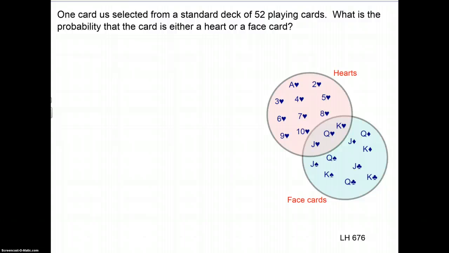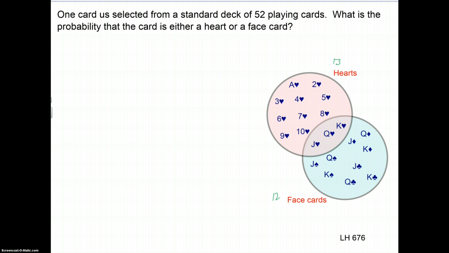If we look at the number of hearts, we've got ace through 10, and then jack, queen, and king. So we've got 13 out of the 52 cards are hearts. If we look at the face cards, meaning jack, queen, or king, there are 12 face cards, right? There's 3, jack, queen, king, for each of the 4 suits, so it's 12 face cards. And then we have this overlap.